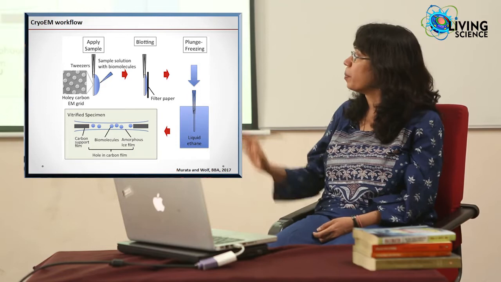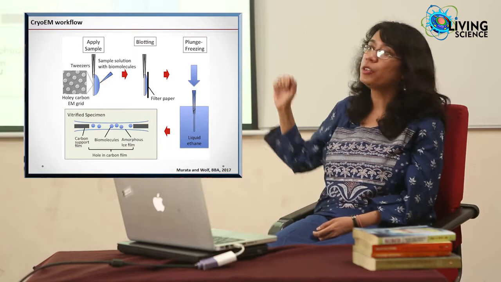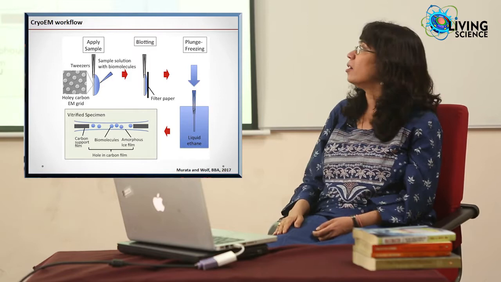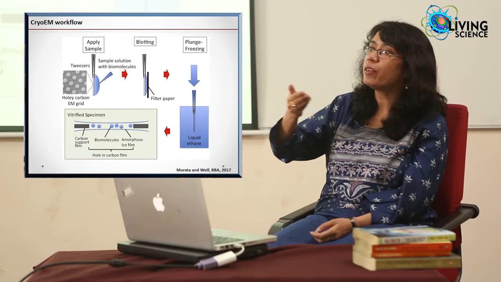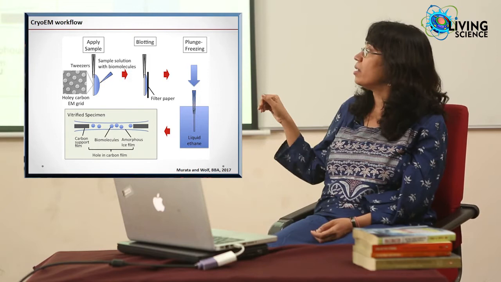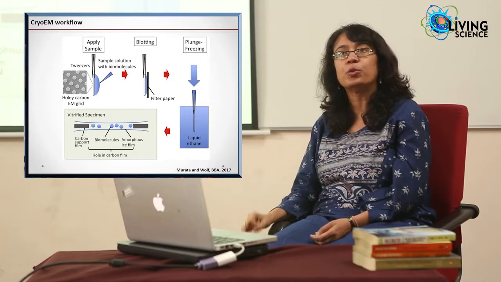Now, the sample that is put on the surface of the grid, about 99% of that is removed by blotting the grid with filter papers. And a very thin layer of sample remains on the surface of the grid. Now, this very thin layer, along with the grid, is quick frozen by dropping the grid into liquid ethane, which is being cooled by liquid nitrogen. And this preserves the sample in whatever orientation it was in the aqueous solution, or in its native environment, in this amorphous or vitreous ice.